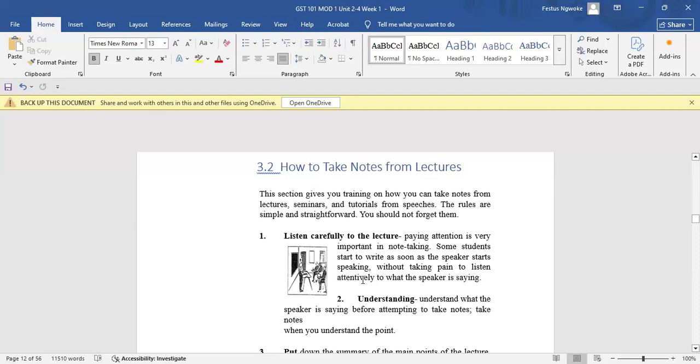Like I told you, some students write as soon as something is said. No, don't do that. What you do is to listen and then summarize. Put ideas together before you write down. It is important. Understanding. Understand what the speaker is saying before attempting to take notes. Don't write what you don't understand.